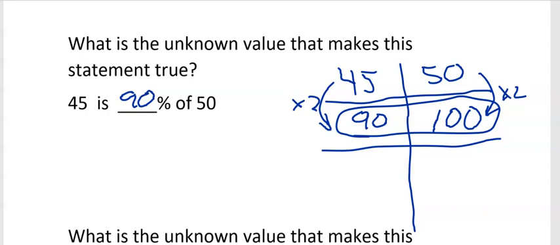So again, part over whole amount. Okay, then you just have to make sure that the whole amount gets to 100% if you are missing the percent.